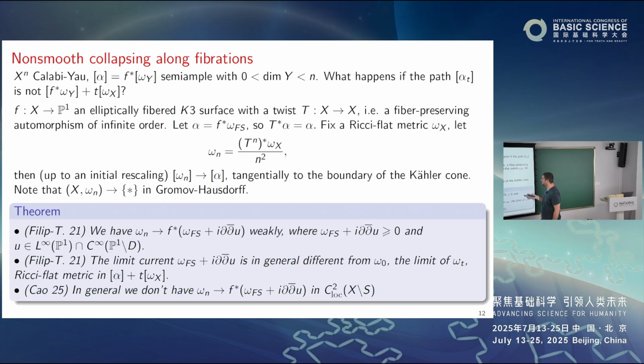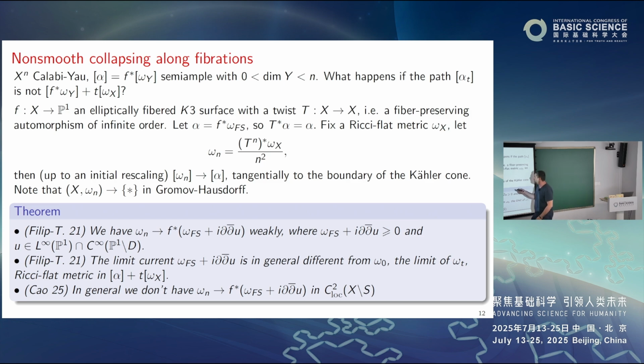So take a K3 surface with an elliptic fibration, that's the setup, and assume that you have a so-called twist, which is an automorphism of the K3 which preserves the fibers. So it maps every fiber to itself, and it has infinite order. No matter how many times you iterate, you never get the identity. These twists are easy enough to construct. They don't always exist, but they exist in great abundance, and it's easy to find such K3 surfaces. If you have this, then you can take alpha, the pullback of a Kähler metric.